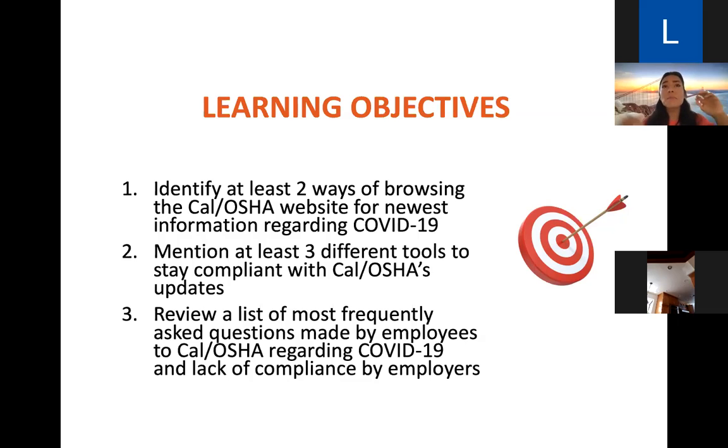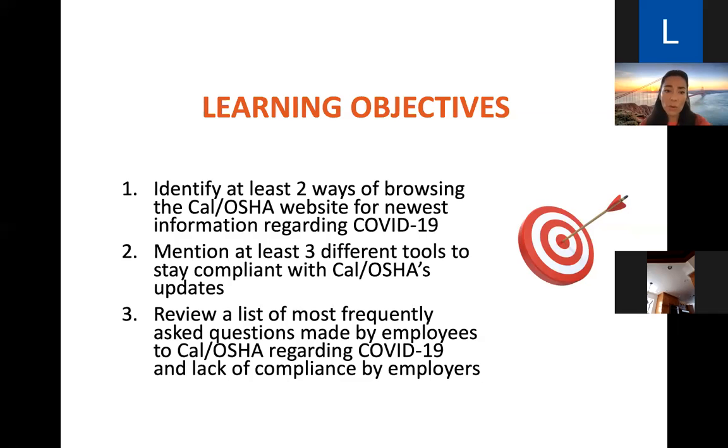The second one is mentioning at least 3 different tools to stay compliant with Cal OSHA updates. So once we know what the updates are and how to look for them, or how to get a grasp of an actual systematic way of getting this information to us, how are we going to do it so that we become an employer who is compliant with these regulations, so that we don't have the fear of having OSHA knocking on our door and not being prepared with documentation that they will ask for.